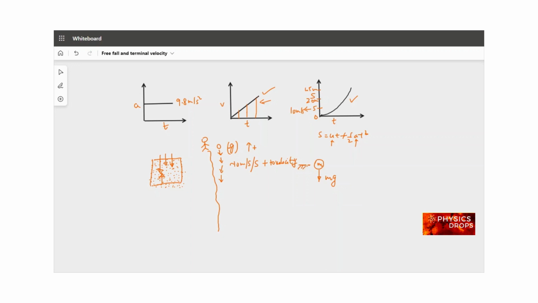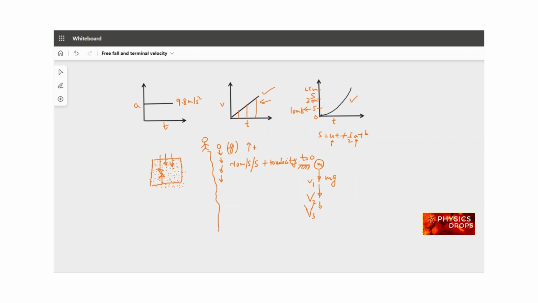Let's say initially this is the starting point. I throw it from here. This is t equals 0. Initially, the velocity is v. Then as time progresses, the velocity becomes bigger. Let's say v1, v2, and at some point it becomes huge, v3. Let's say it's a bigger velocity.